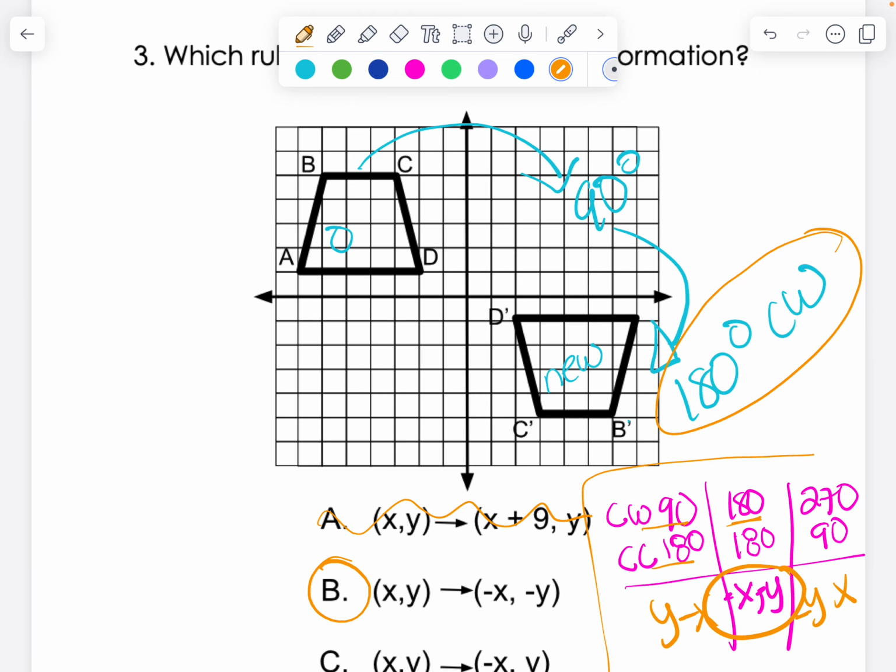Also, for rotations, it does preserve congruency because it says the same shape and size, but it does not preserve orientation because the shape does not stay facing the same direction since it's turning. And then for reflections, it does not preserve orientation because it flips, but it does preserve congruency. So the same thing for reflections.